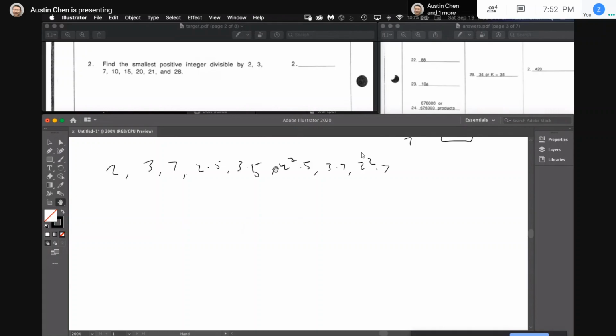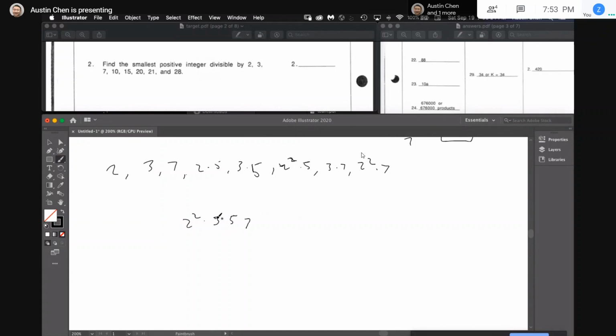So let's look at 2. You look at all of these numbers and look at the highest power of 2 that any of them have. It's going to be 2 squared. So our least common multiple has to have 2 squared. And then you look at 3. The highest power of 3 is just 3 to the first. You look at 5. Highest power of 5 is 5 to the first. You look at 7. The highest power of 7 is 7 to the first. And there are no primes after that.